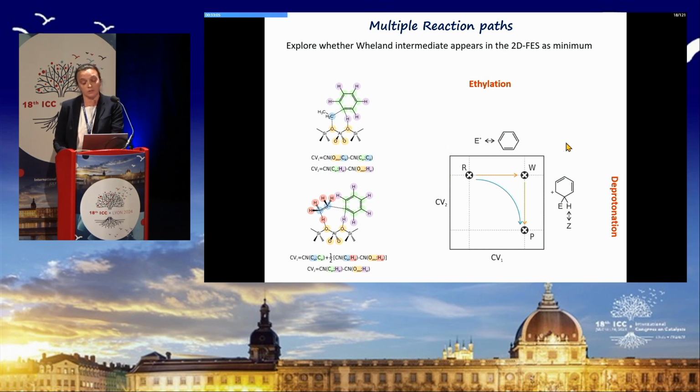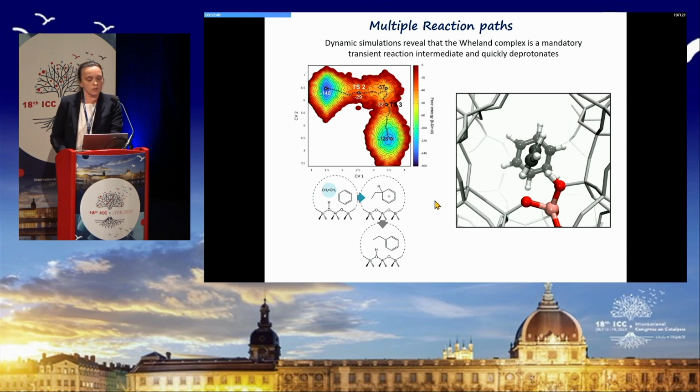Remember, along this axis we will follow the ethylation. Along this axis, we will follow the deprotonation. In this corner, you can see that the Wheland intermediate might appear. So let's see whether we saw it appearing. When we do this, this is the free energy profile for the concerted reaction mechanism, and we immediately see that in this corner the Wheland intermediate did appear.